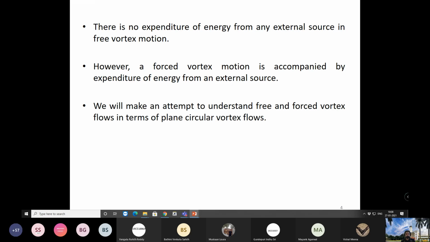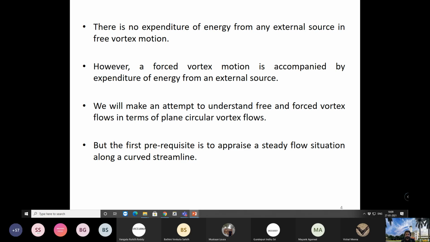Now we will make an attempt to understand free and forced vortex in terms of plane circular vortex flows. So not just the formulas, but we'll go into how these things are derived and what the plane circular vortex flow is, and try to arrive at some of the equations that are there. But the first prerequisite is to appraise a steady flow situation along a curved streamline. You are already covering the chapter fluid kinematics, so you might have already studied what a streamline is. So we'll have a closed loop for the derivation of these equations.